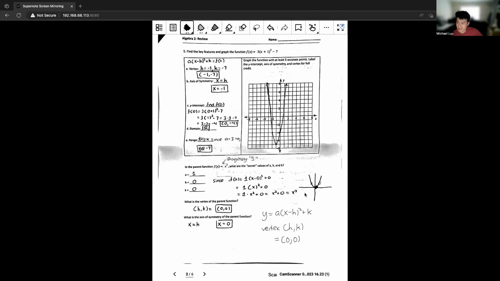And I gave you guys a little bit of an explanation too. I said since the f of x, and I basically plugged in a, h, and k, I plugged all those in and tried to solve it, it results in x squared.